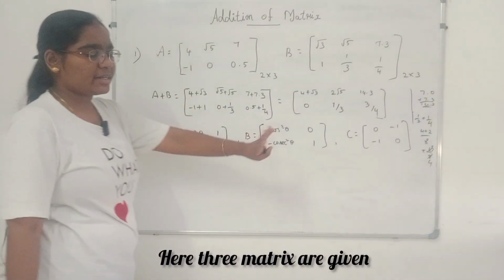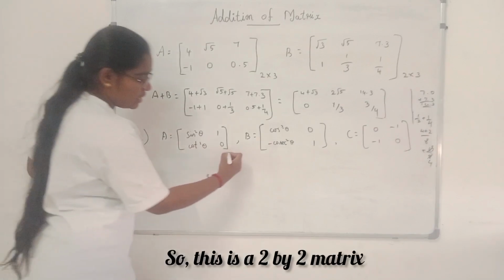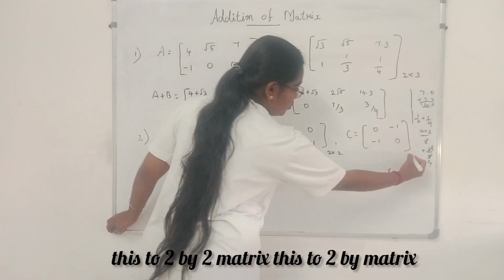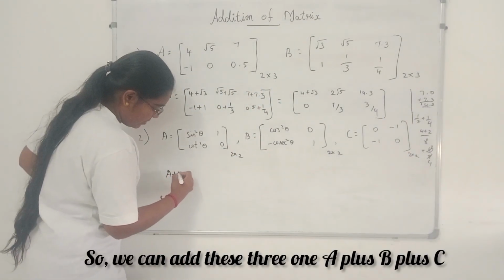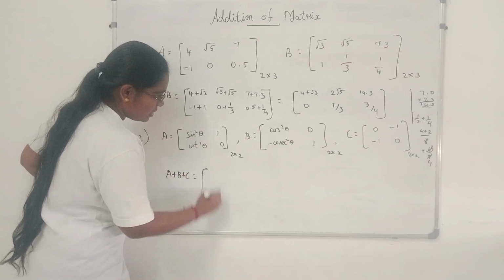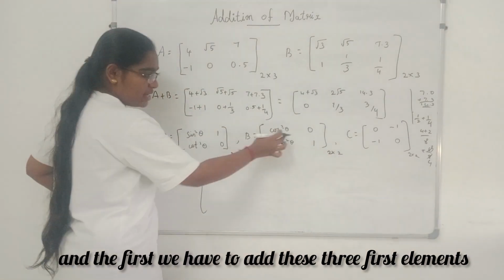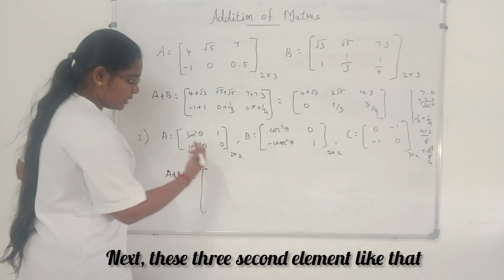Here, 3 matrices are given. First step, we have to check the order. So, this is a 2 by 2 matrix. This 2 by 2 matrix. This 2 by 2 matrix. So, we can add these 3, A plus B plus C. We have to add these 3 first elements, the first element with this first element. Next, these 3 second elements, like that.